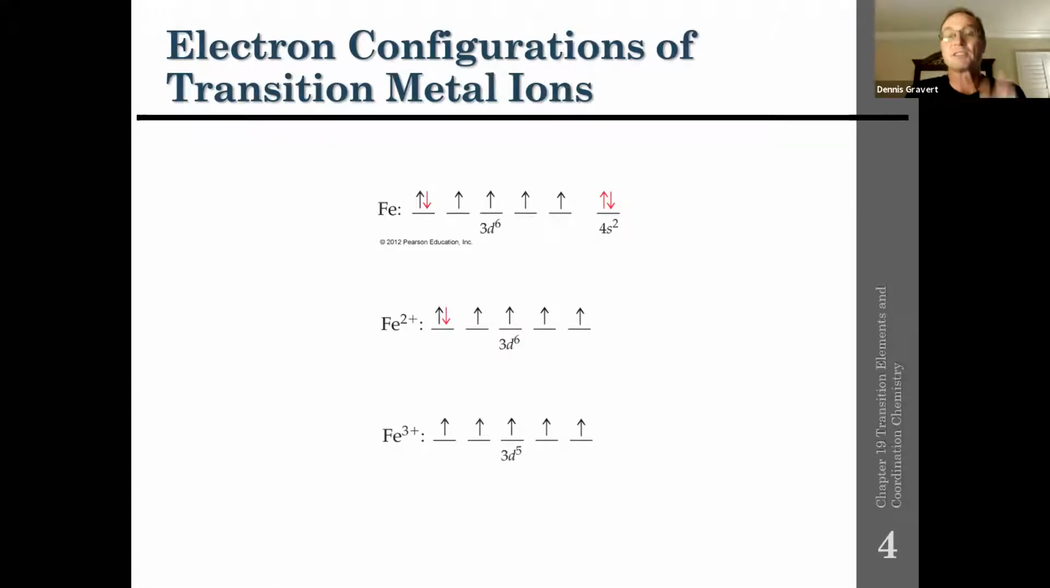But the takeaway message is, when making cations, set up the element in its natural state, remove the 4s electrons first, and then unpair electrons, and then just keep taking away electrons till you get to the charge that you need. Iron 3+ in this example.